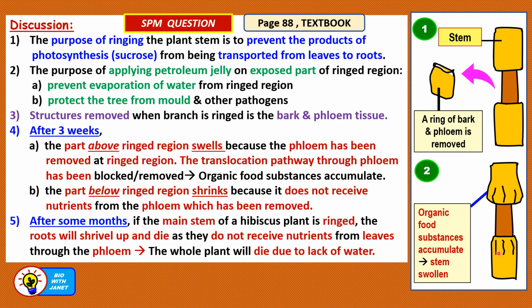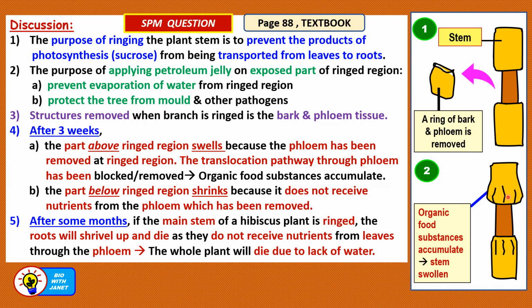So after a few months, what will happen to the plant? Or for a big tree, after 6 months or a year, what will happen to it? If you have taken away a complete ring of bark from around the stem of the tree, what will happen? First of all, the roots do not receive organic food substances. So the first organ to shrivel up and die is the roots. Because the leaves can still get water through the xylem vessels that transport water up.